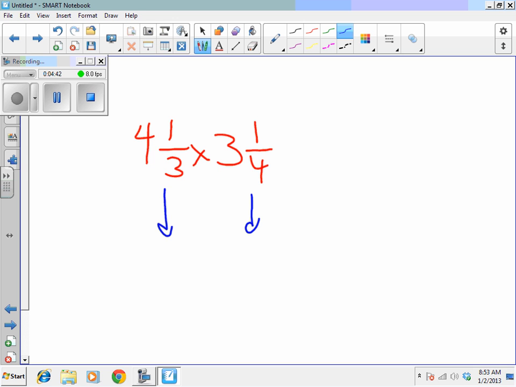Good. So, 4 times 3 is, everybody? That's not everybody. 4 times 3? 12. Plus 1 is? 13. 13 thirds. Times 3 times 4 is? 12. Plus 1 is? 13. 13 fourths. Okay? Can I reduce before I multiply here?